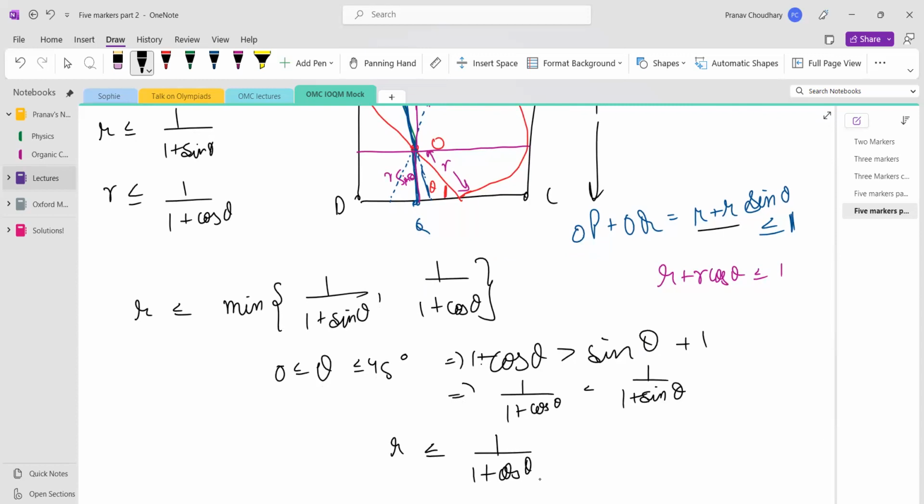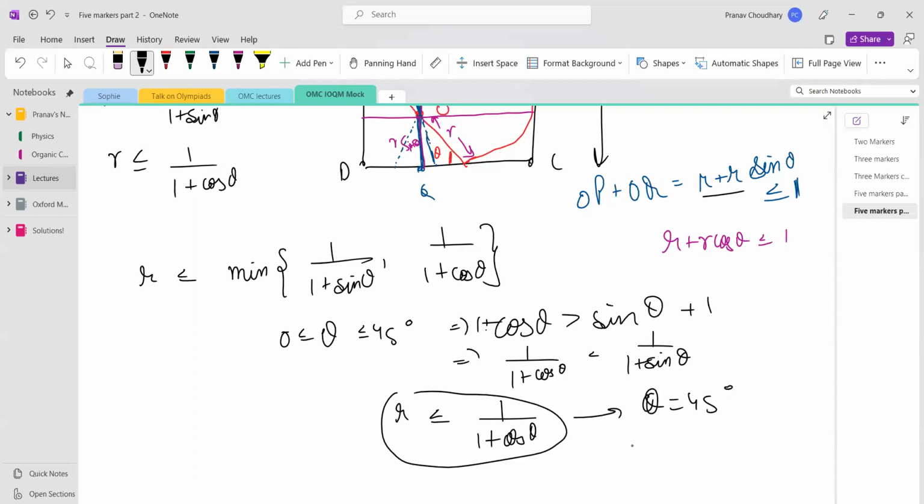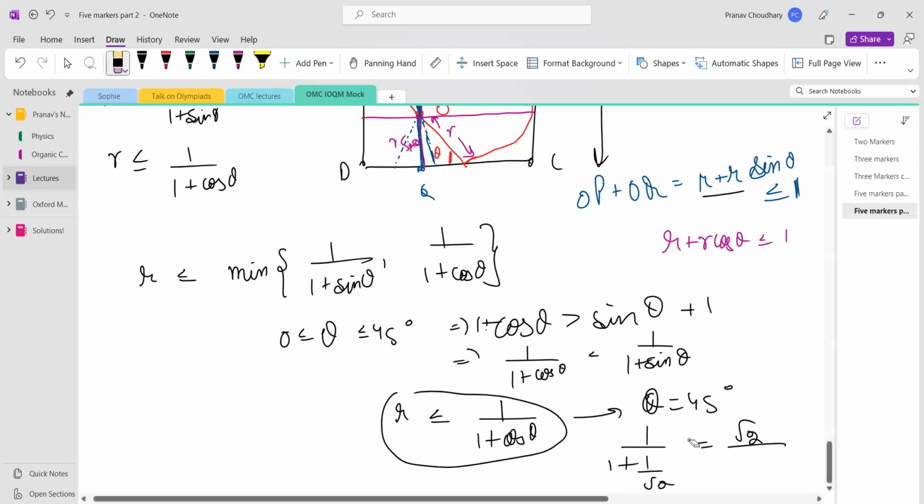And what is the maximum value of this thing? The maximum is obtained at theta equals 45 degrees, in which case the value is 1 over 1 plus 1 by root 2, which is root 2 over... Oh, wait a second. Did I mess up somewhere? 1 by root 2 plus 1. Oh, yeah, no, this is okay. So this is root 2 over root 2 plus 1.